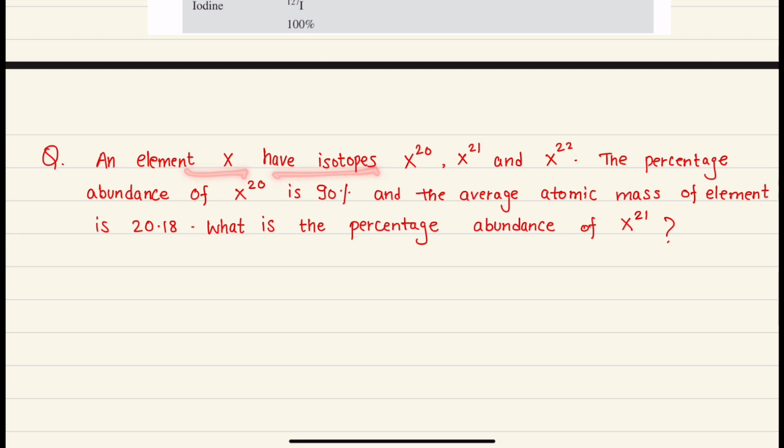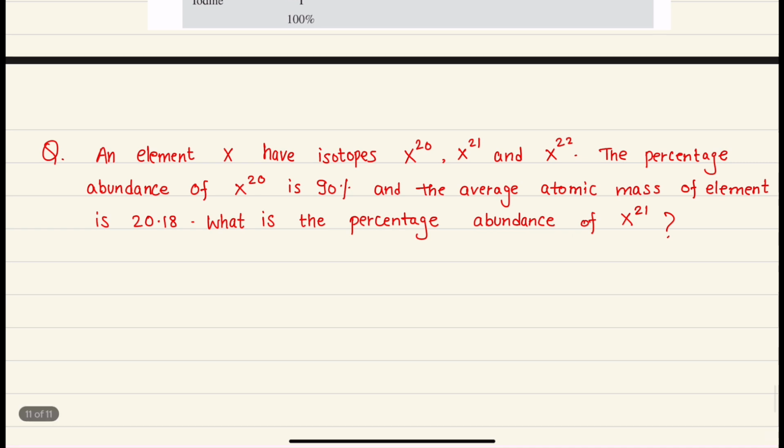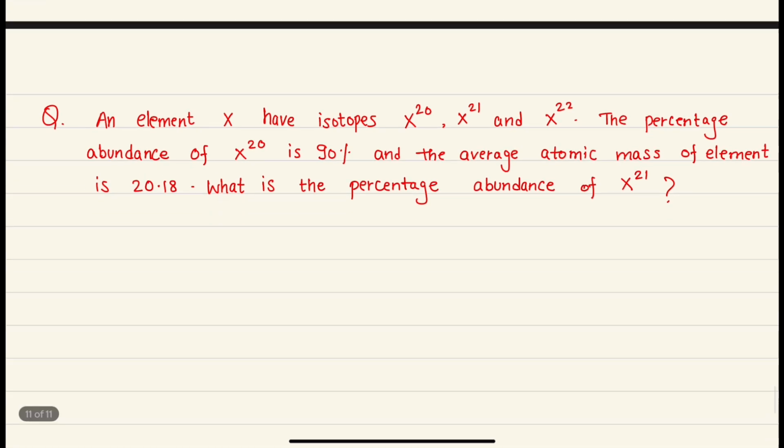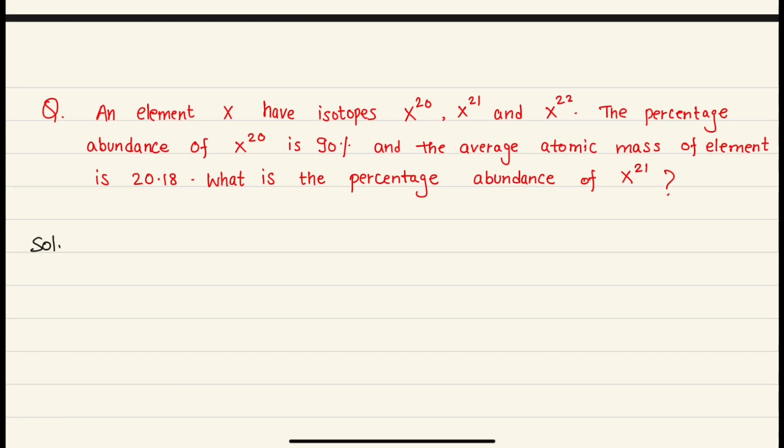An element X has isotopes X20, X21 and X22. The percentage abundance of X20 is 90% and the average atomic mass of the element is 20.18. Then what is the percentage abundance of X21? Very simple question. Go step by step. Okay, how to solve this? See here.